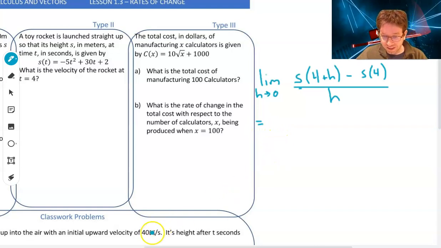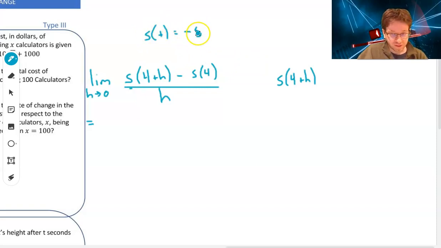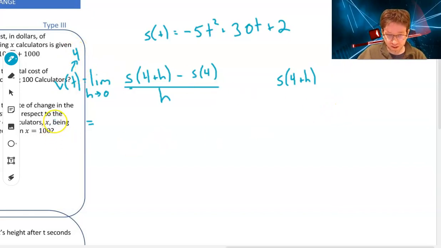All right, I'm just going to move over a little bit here. So at the side, let me just do these at the side. So the function at 4 plus h, can't see the function anymore. Let me write it down up here. It was s of t is minus 5t squared plus 30t plus 2. That was the function. And so what we're calculating is the velocity at some time t, where t is actually going to be 4. v of 4 I should write.